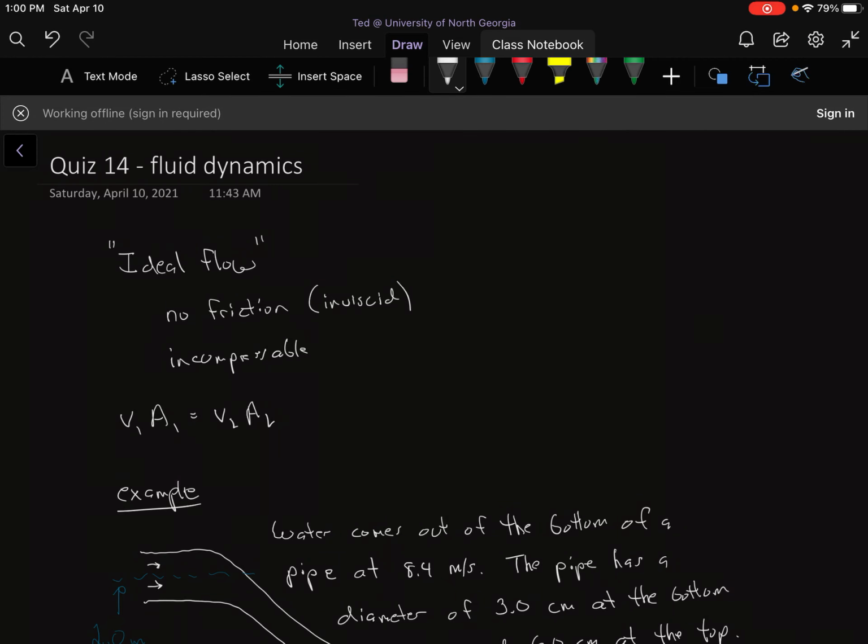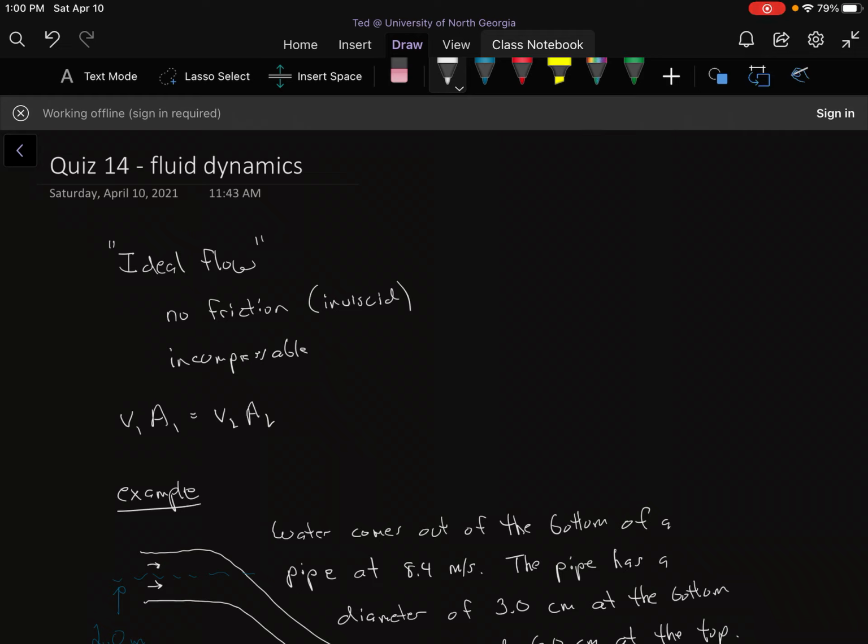All right, in fluid dynamics, we are talking about moving fluids, and I want to begin with the idea of ideal flow. So with ideal flow, we've got no friction and an incompressible fluid. That means the fluid doesn't expand or compress. And inviscid means there's no viscosity, there's no friction forces inside the fluid. So that's called ideal flow, and there are two equations that we're going to deal with for ideal flow.